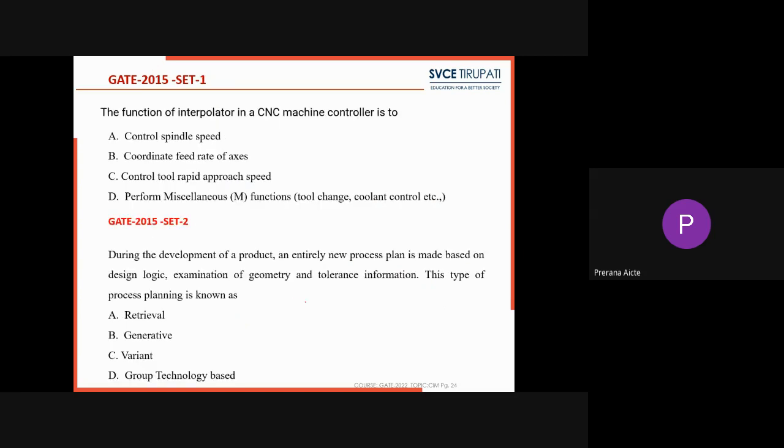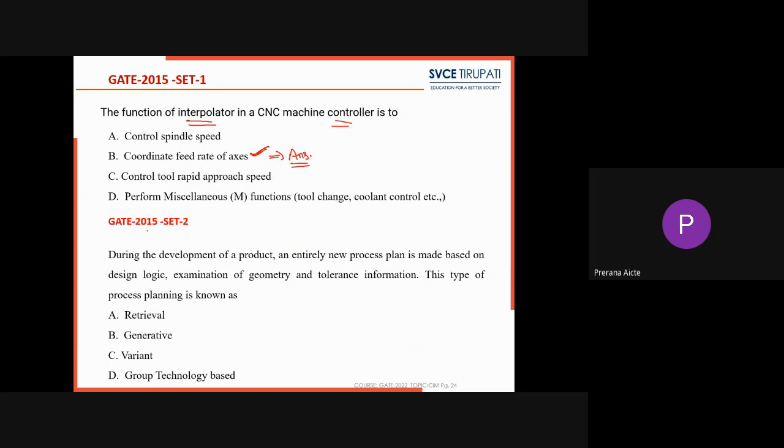Then comes the next one. This is a particular question which they asked in GATE 2015, set number 1. According to this question, the function of an interpolator in a CNC machine controller is to... What is the function of an interpolator in a CNC machine controller? It is used to coordinate the feed rate of the axes. This is the answer for this particular question. That means the interpolator is a device which is used to coordinate feed rate.